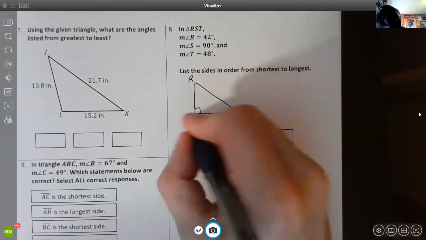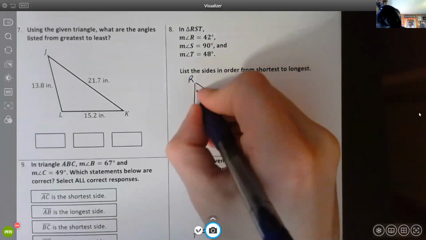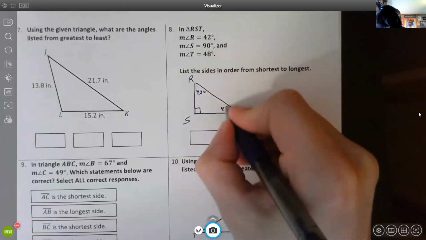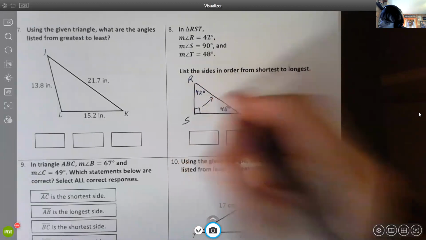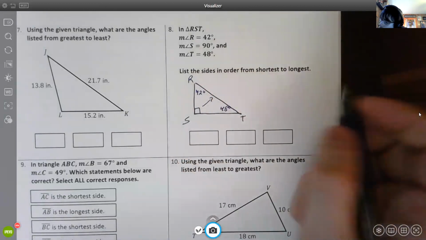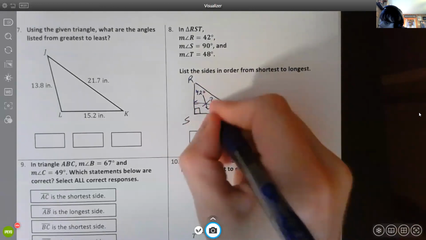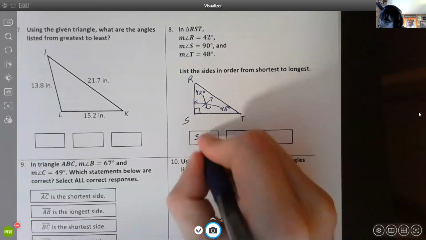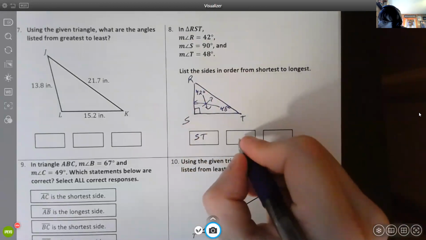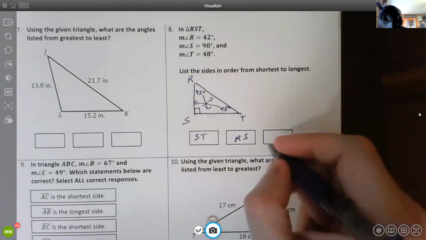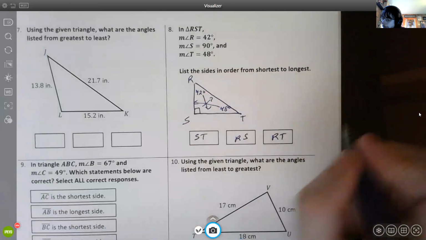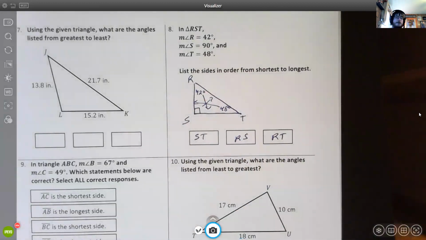So for example, on this one, number 8, you would do RST. This is 42, this is 48, and then you would do your opposite is your largest from the 90 degree angle, the 48 and the 42. So you'd have ST, RS, and then RT. Number 9, you'll do the exact same thing.